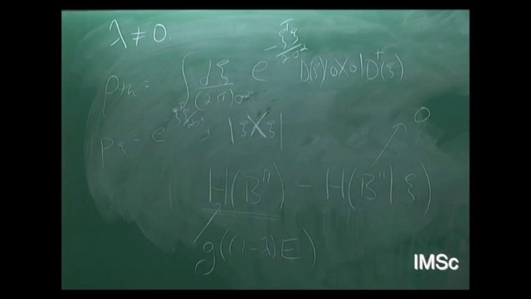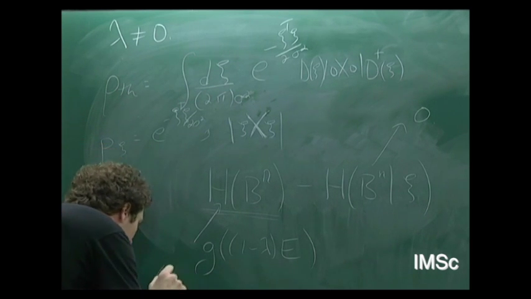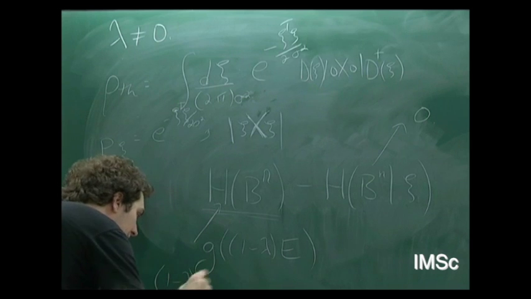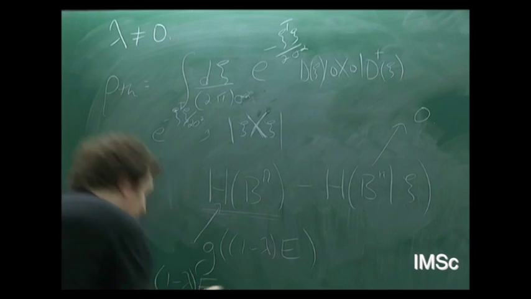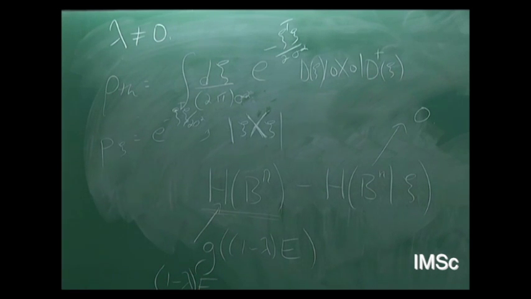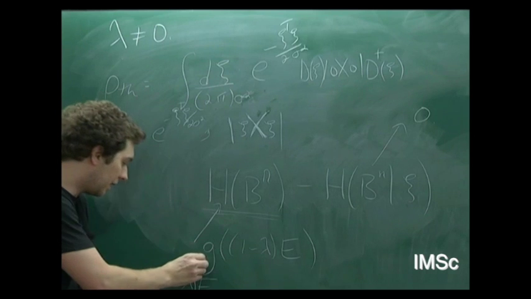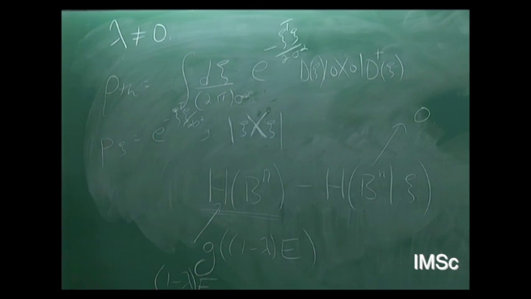Now we know no matter what coding strategy we use, the output power, or the output photon number, is going to be 1 minus lambda, since it gets attenuated, times E. And this is actually the classical capacity of a perfect channel with exactly this mean photon number.